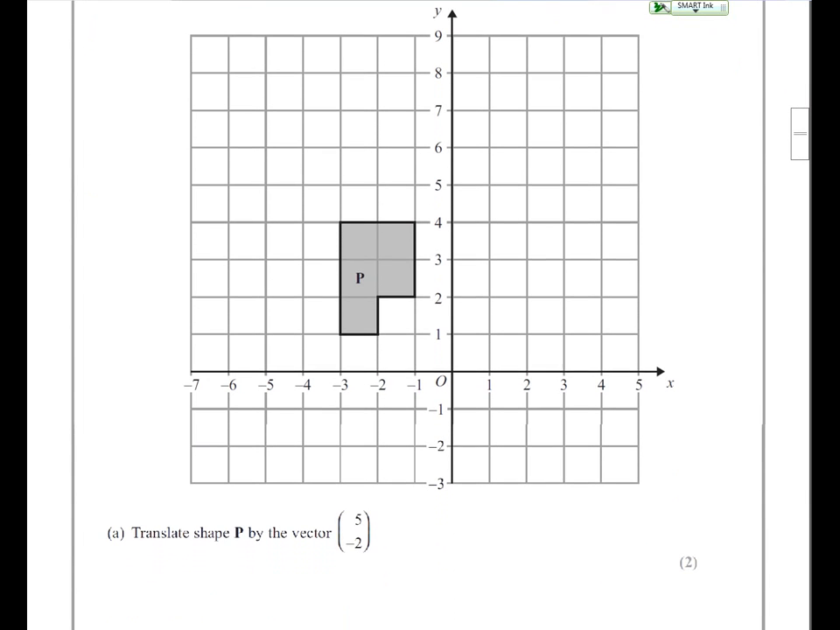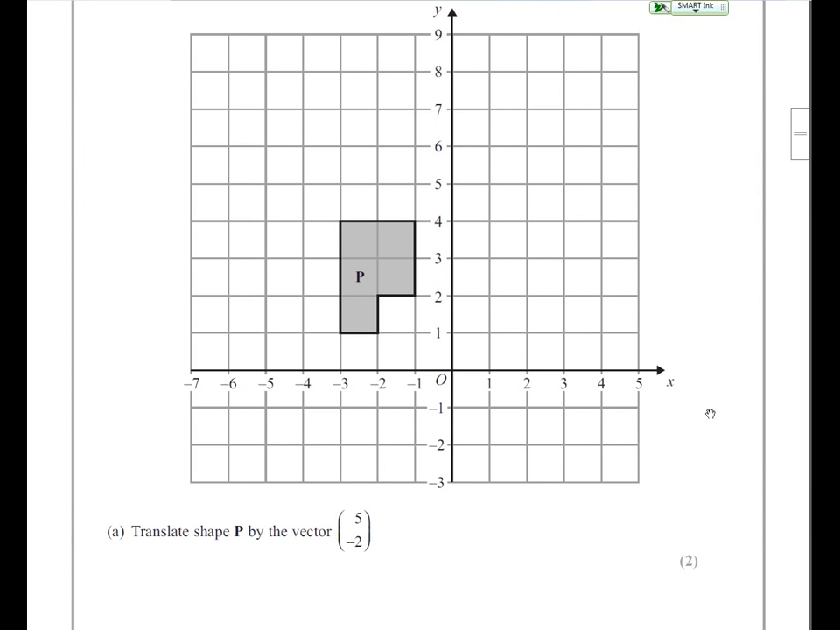Okay. Question 7. Move by a vector. Translate, move. Okay, 5, minus 2. Now I always, when I teach this, do this little diagram that says the first one tells you how far across to the right, the next one how far up. Or you might have seen x, y. So we're going 5 to the right.